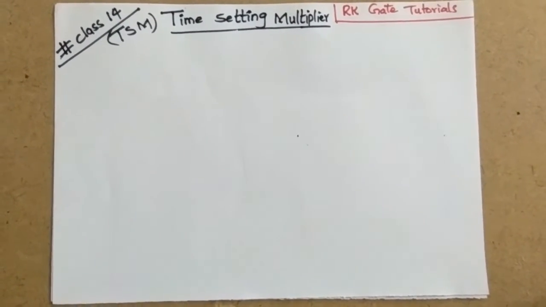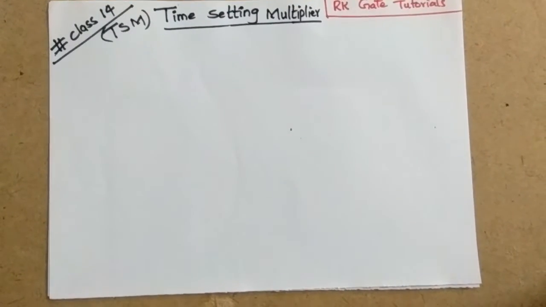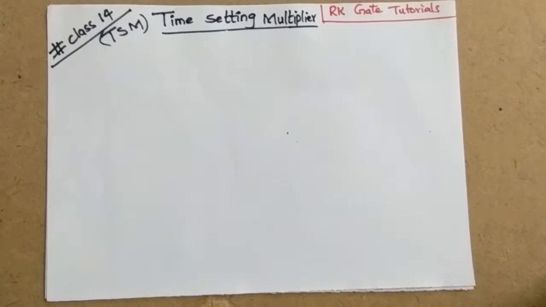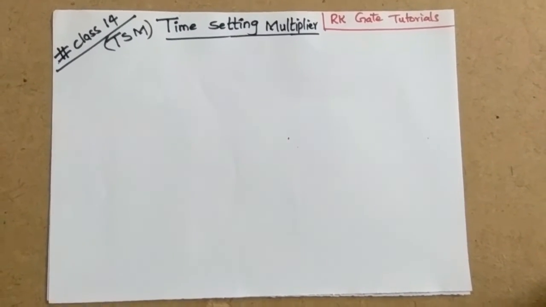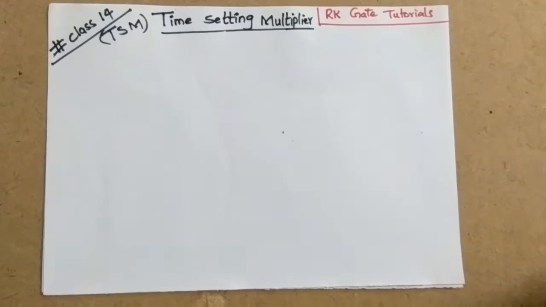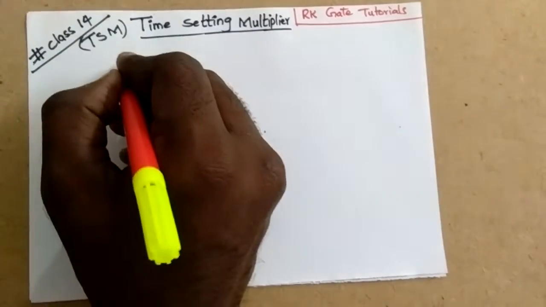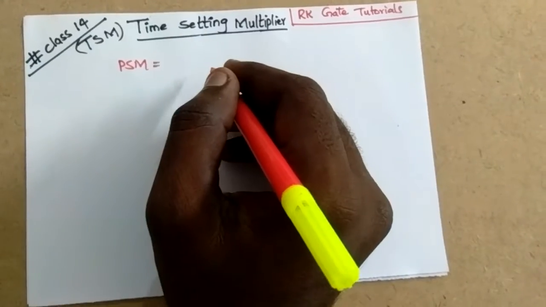And in this class, we are going to discuss the time setting multiplier, how the time setting multiplier will be for a given relay. Before starting this, let us have a small glimpse of the PSM, which we already know is nothing but the plug setting multiplier.